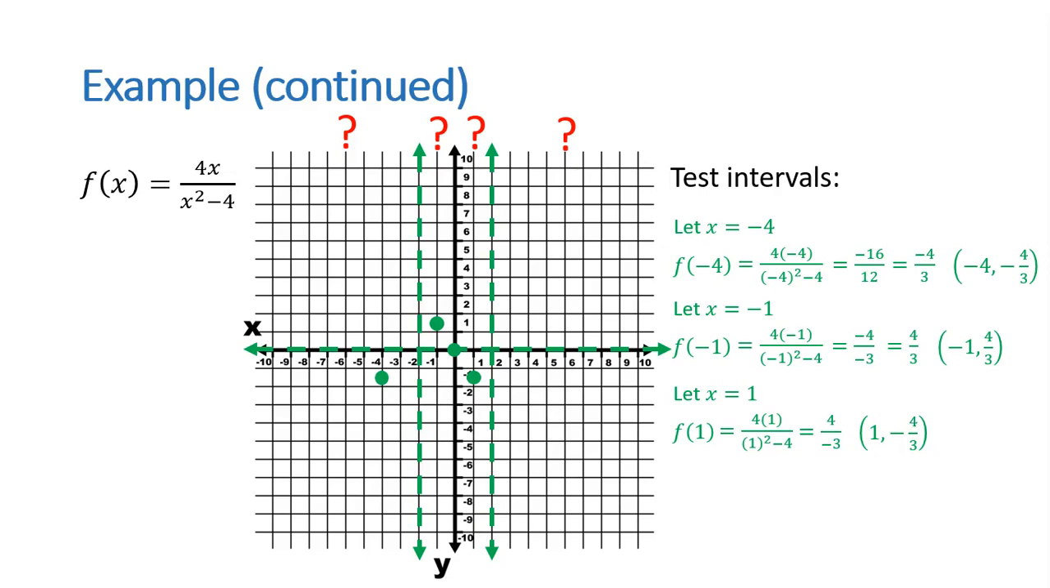Last but not least, what happens to the right of our second vertical asymptote? So let's pick x equals +4. So plug in your 4. Plug it in, simplify, reduce your fraction, and we get the point (4, 4/3). So add that to the graph. So this means that to the right of the second vertical asymptote, everything is going to be above our x-axis.